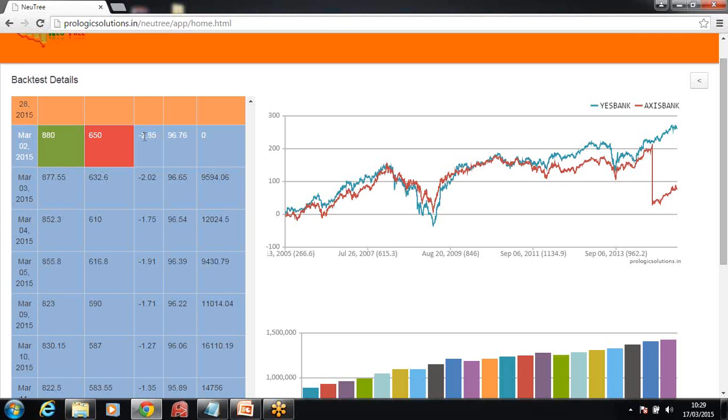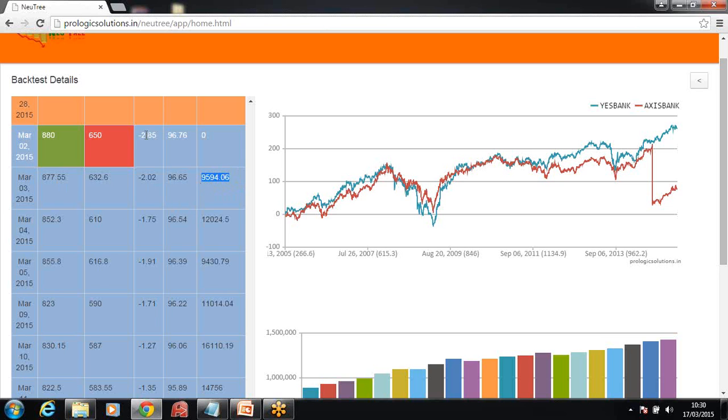Once your call gets generated, it will happen automatically. You don't have to do any other calculations. Now your call has been generated: you should buy Yes Bank at 880 and short Axis at 650. For the first day, March 3rd, you can check the closing price. So it was a profit of 9,594 rupees on each trade.